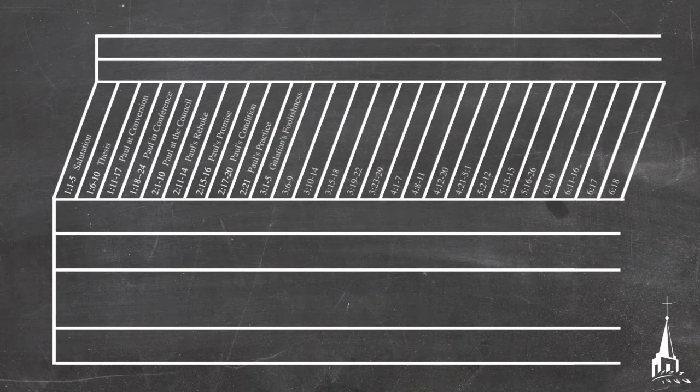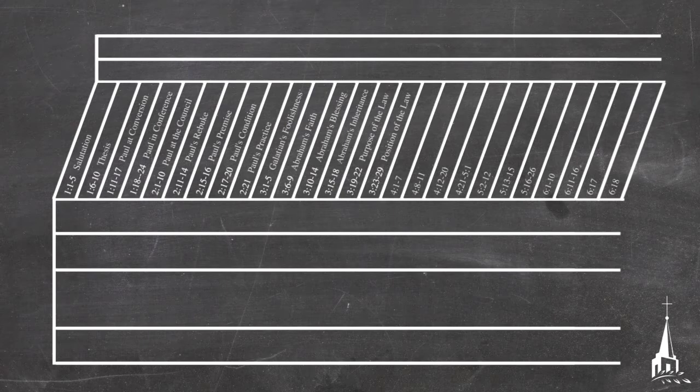3:6 through 9, Abraham's faith. 3:10 through 14, Abraham's blessing. 3:15 through 18, Abraham's inheritance. 3:19 through 22, the purpose of the law. 3:23 to 29, position of the law.